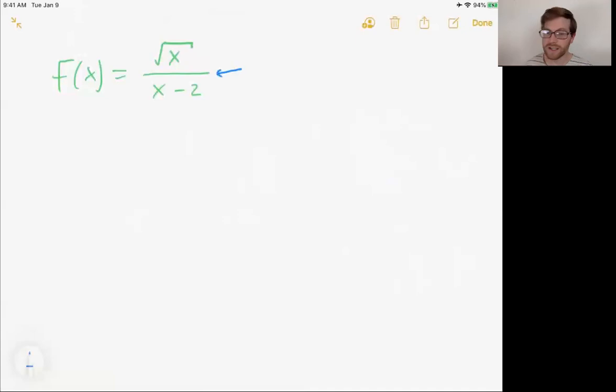This fraction is essentially a division operator, right? It's saying, hey, divide my numerator by my denominator. So it's division. And what we know about division is we can't divide by 0. So we're going to throw out any values of x that cause us to divide by 0. So in other words, x minus 2 cannot be equal to 0 exactly, which means that x cannot be equal to 2. That's the value of x that would make the denominator 0.